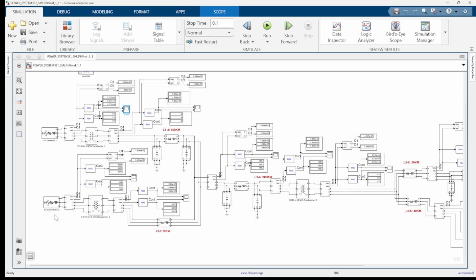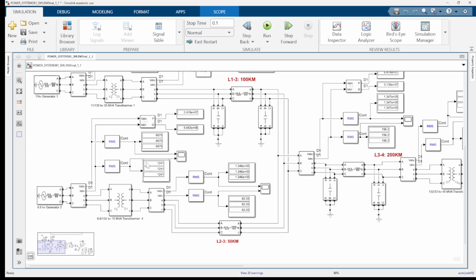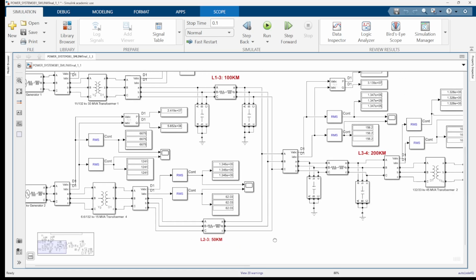Similarly, from the bottom, the 6.6 kV generator is generating 6.6 kV, and it is stepped up by transformer number 4 to 132 kV. When simulated, we get 134.6 kV, and it is transmitted through the 50-kilometer line.